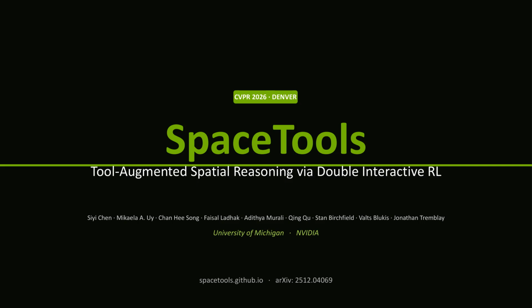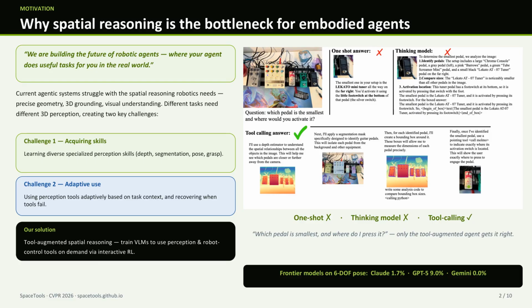Today we are presenting SpaceTools, a framework that teaches vision language models to use specialized perception tools for spatial reasoning via double interactive RL. We are building the future of robotic agents that do useful tasks for you in the real world. The challenge is that today's agentic systems struggle with the spatial reasoning robotics demands: precise geometry, 3D grounding, depth, pose. Different tasks need different 3D perception, and that creates two key challenges.